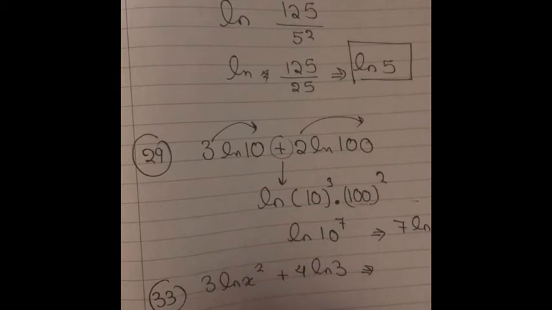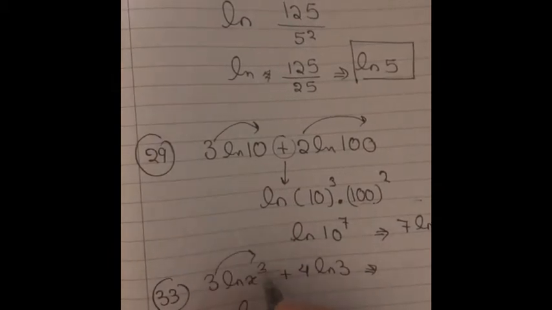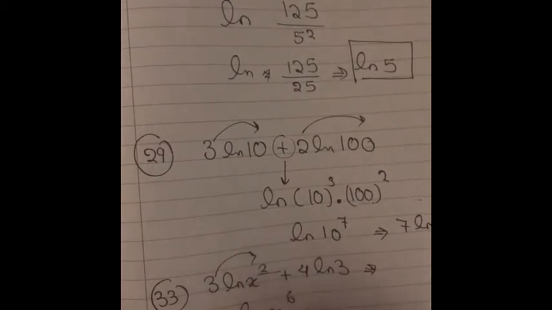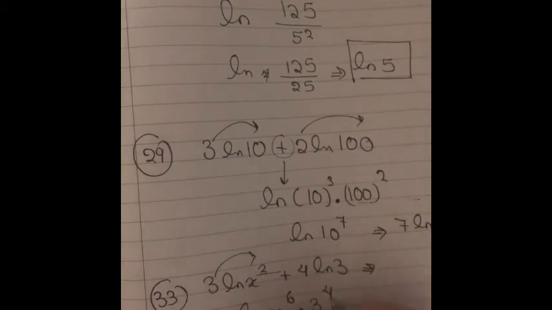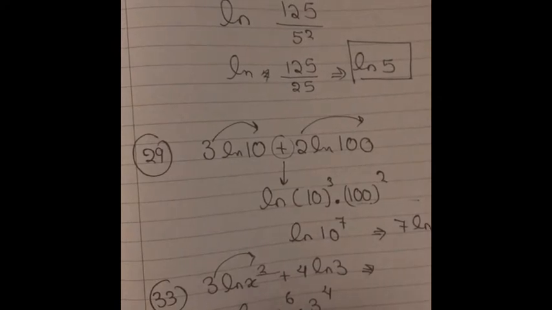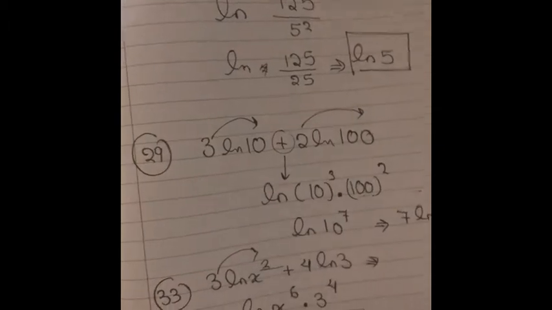So I can say ln x, if I take the 3 here, it will be a multiplication with the 2. So ln x to the power of 6 times ln 3 to the power of 4. Okay, and what's 3 to the power of 4? It's 81. So ln 81 x to the power of 6. Here I've written it in one logarithm.